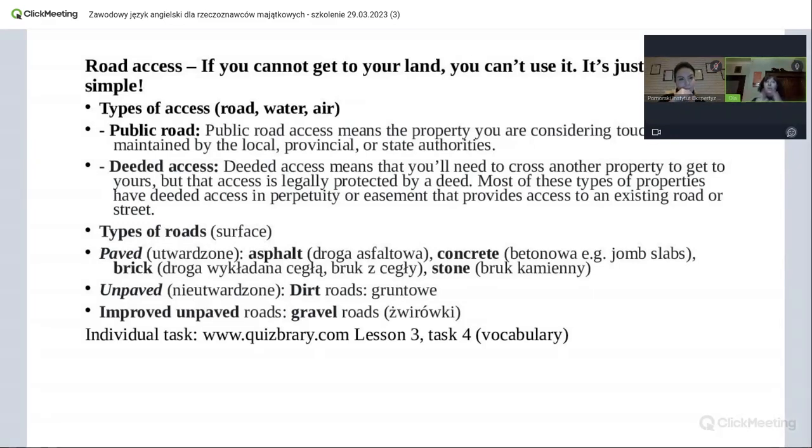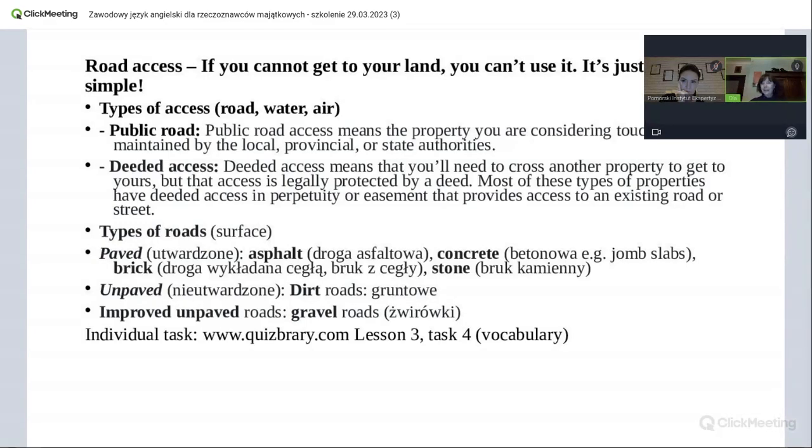And then you've got, let's say, from the point of view, who can use the road? We have public roads. So, you know, everybody can use them. You have access to a public road, which means that it is a road maintained by the local, provincial, state authorities. And sometimes you need a deeded access.